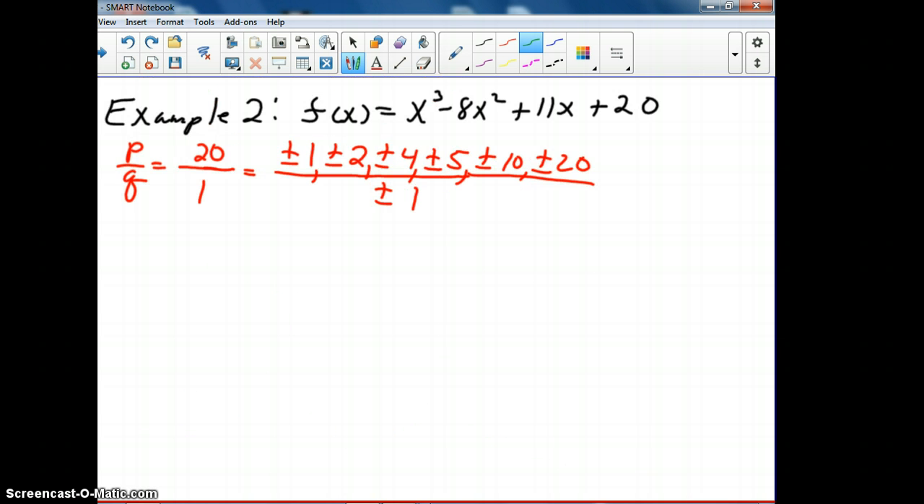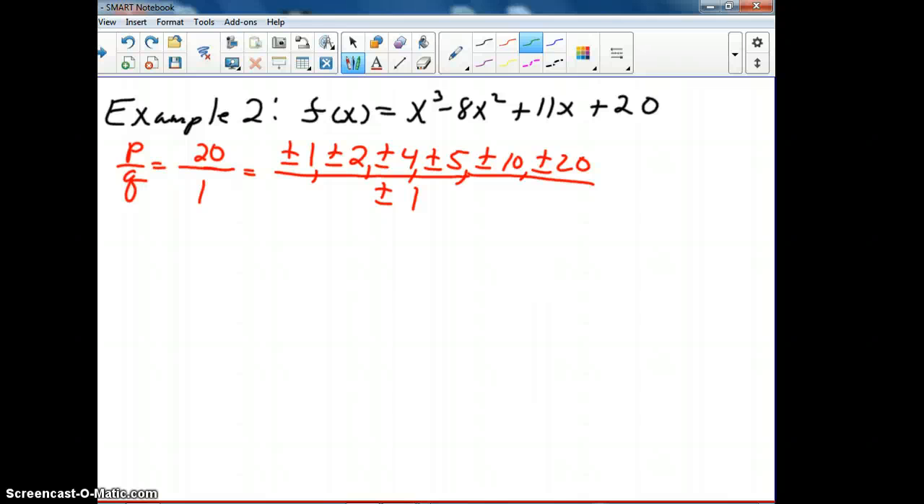Okay, so here's example number 2. Now, on example 2, first of all, you're going to say, okay, look, here we got P over Q, which is 20 over 1, right? Okay, so tell me, what are the combinations of 20? And you go like, well, plus or minus 1, 2, 4, 5, 10, 20. And then what are the combinations for 1? Well, that's easy, plus or minus 1.